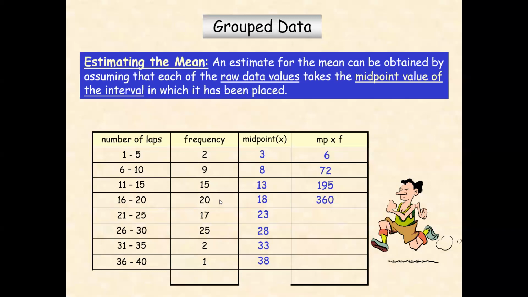All right, 17 by 23. 391, sir. All right, 25 times 28. 700. 2 by 33, that's quite easy. 66, and we got 38. Now, remember what we're trying to do? We're finding the average, the mean.